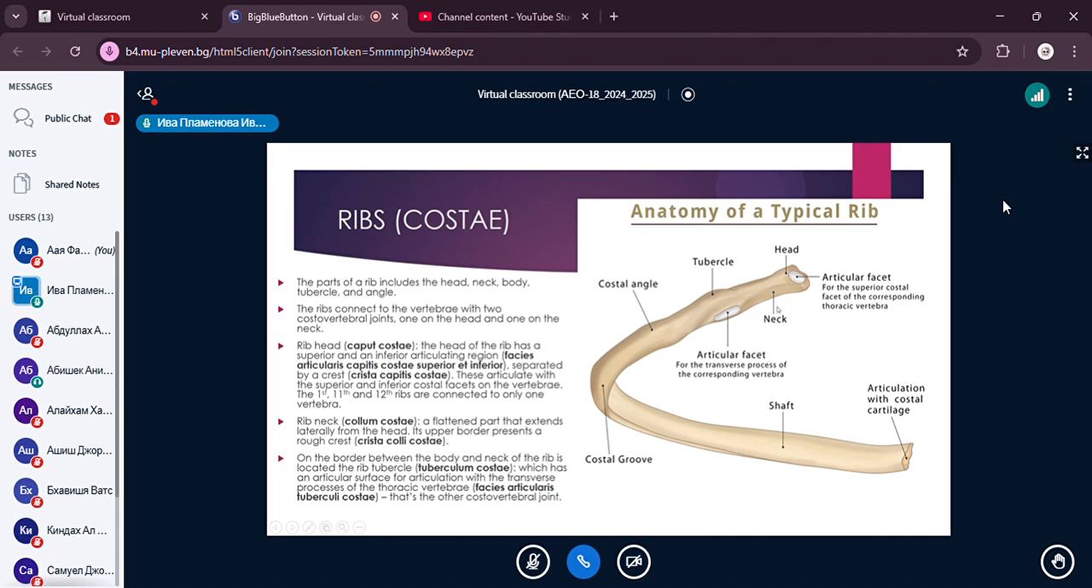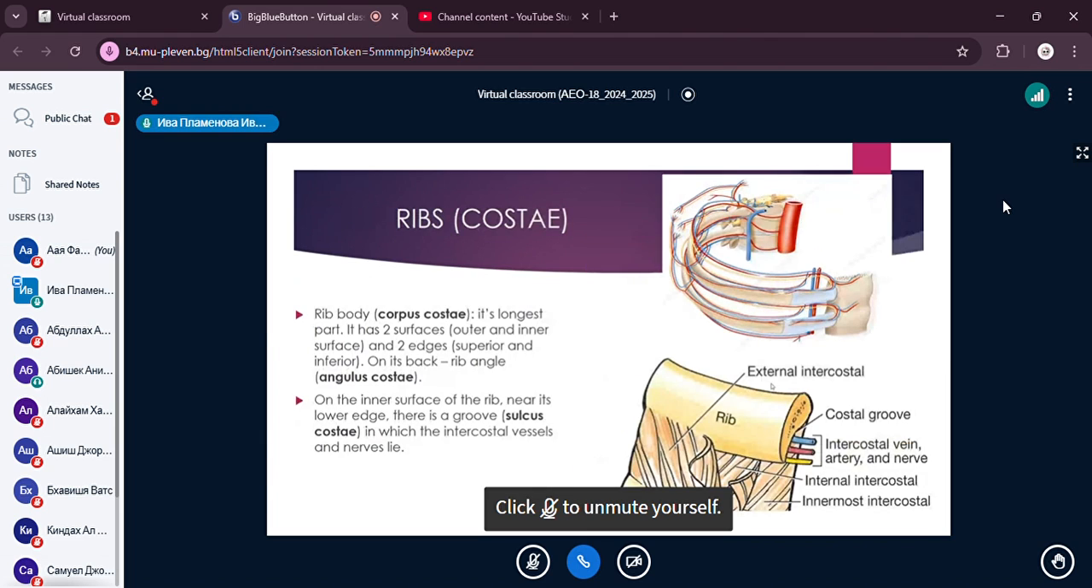After the head, we have the neck, collum costae, which is a flattened part. On the upper border of it, we can see crista colli costae, but it's additional information. You can say only neck, rib neck, or collum costae. On the border between the body and neck, we can see tuberculum costae, the rib tubercle, with an articular facet for the transverse process of the thoracic vertebrae. So they form the costovertebral joint.